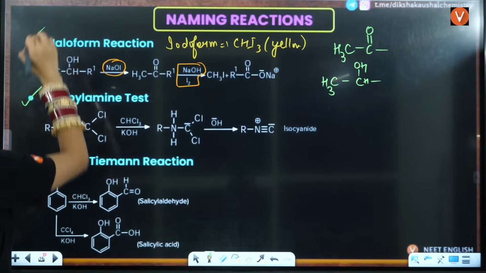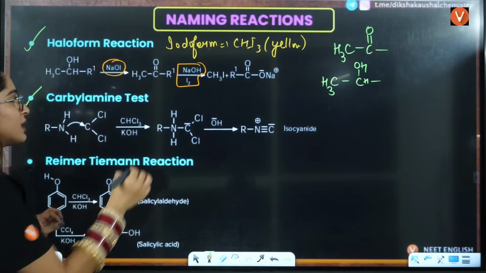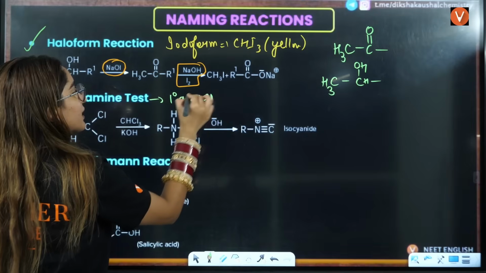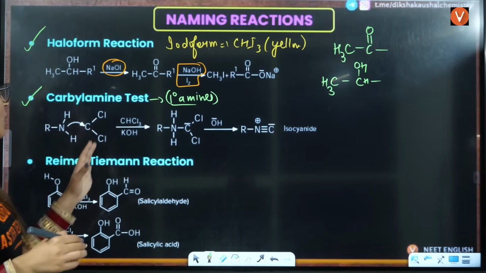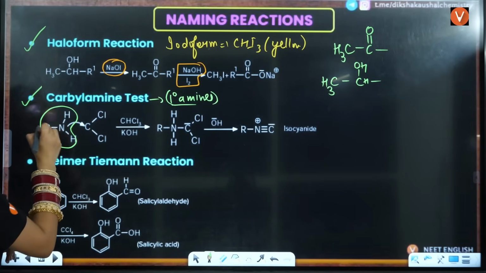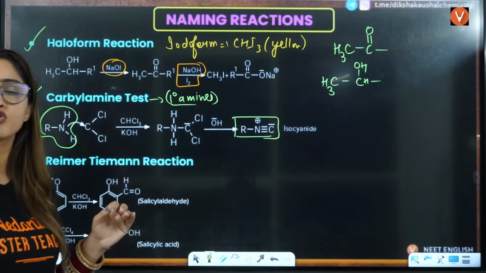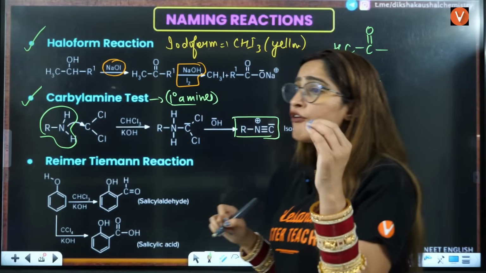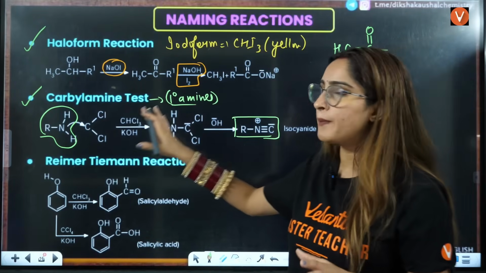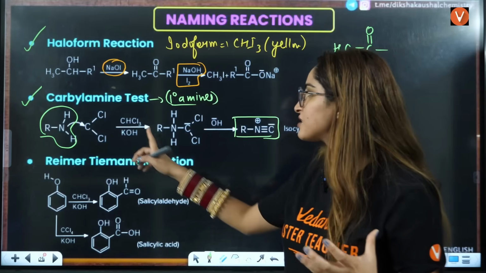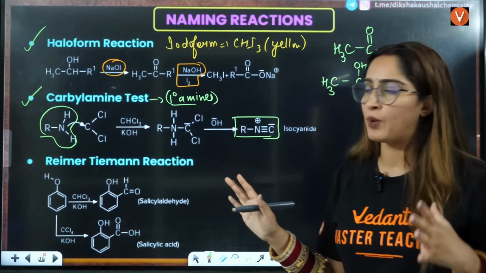Next is the carbylamine test, which is given by primary amines, for the detection of primary aromatic or aliphatic amines. Here you have RNH2, which is directly converted to RNC, an isocyanide, which has a very foul smell. This happens in the presence of the same reagents that we use in the Reimer-Tiemann reaction, that is CHCl3 and KOH.